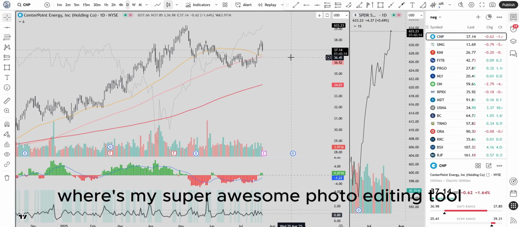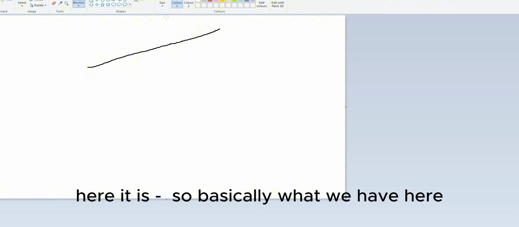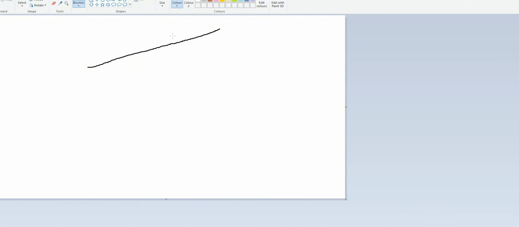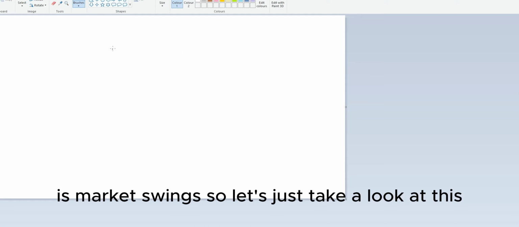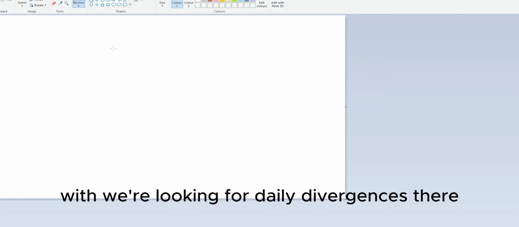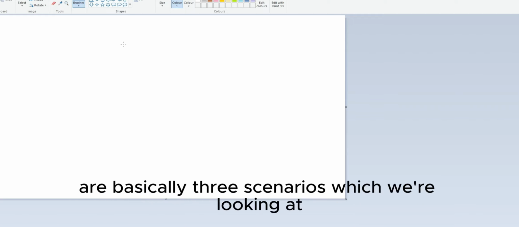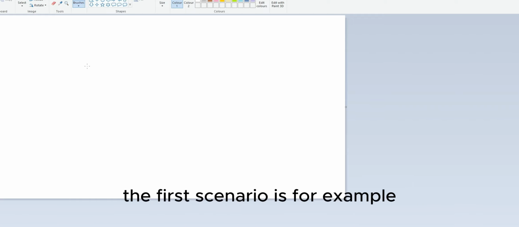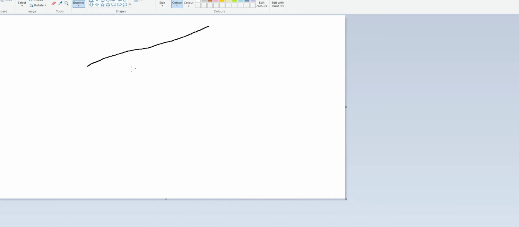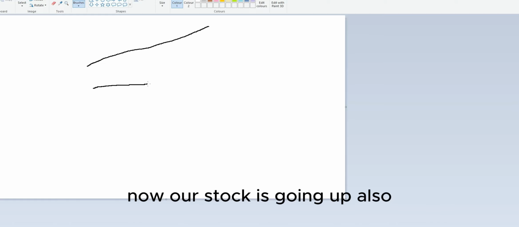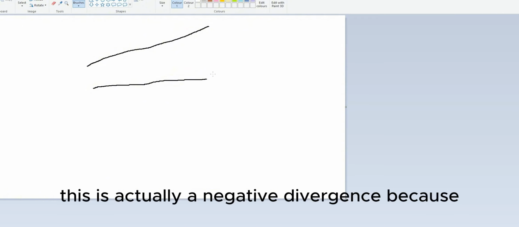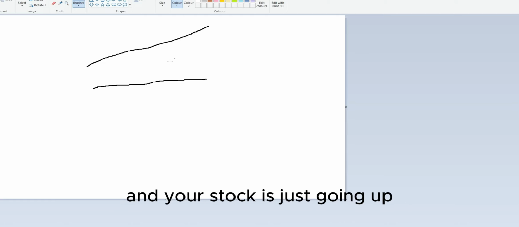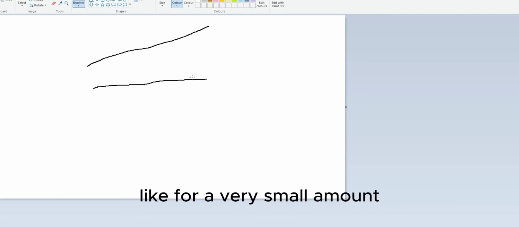Where's my super awesome photo editing tool? Here it is. So basically what we have here is market swings. Let's take a look at this. What we're looking for in daily divergences, there are basically 3 scenarios. The first scenario is, for example, let's say the market's going up. Now our stock is going up also, but at a much shallower angle. This is actually a negative divergence because the market's going up hard and your stock is going up by only a very small amount.